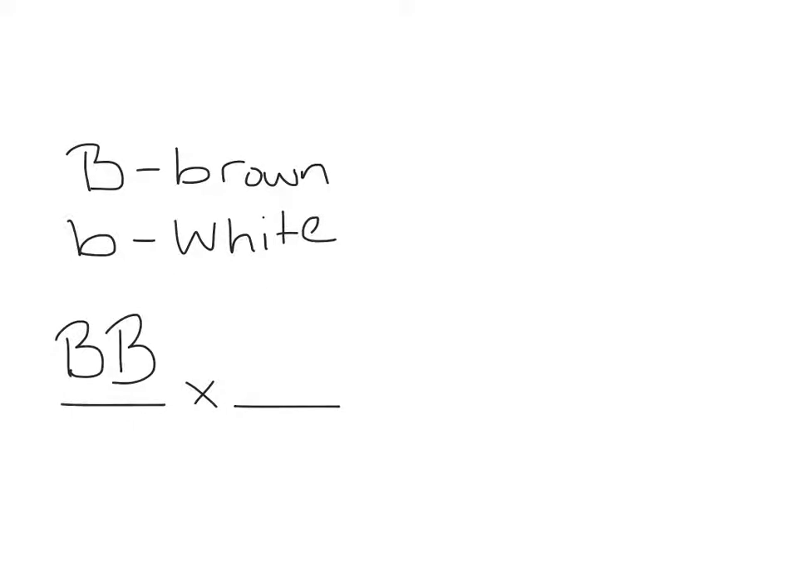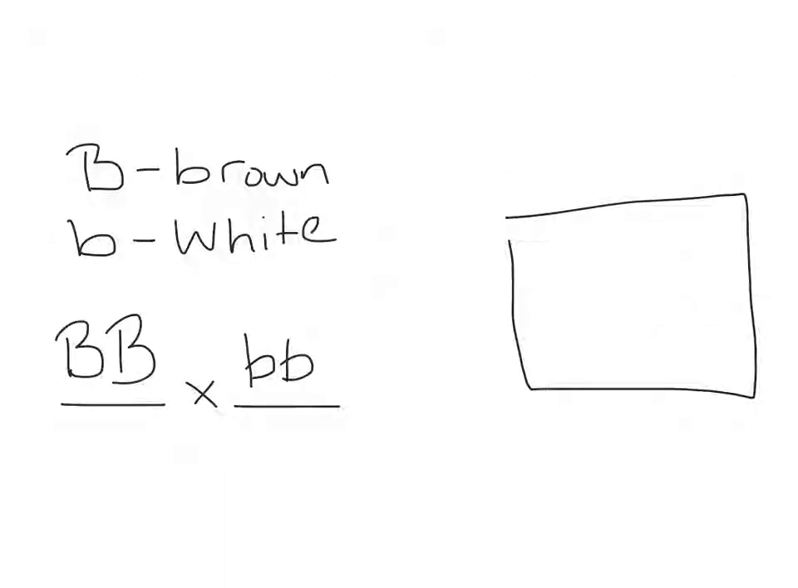Okay, the recessive allele is the little b, so a white individual is going to have two copies of the recessive allele, and that's the only way to get that white coloration to show up. Okay, so once we have our cross, we're going to divide or segregate our gametes and put them on a Punnett square. So we'll draw our Punnett square.